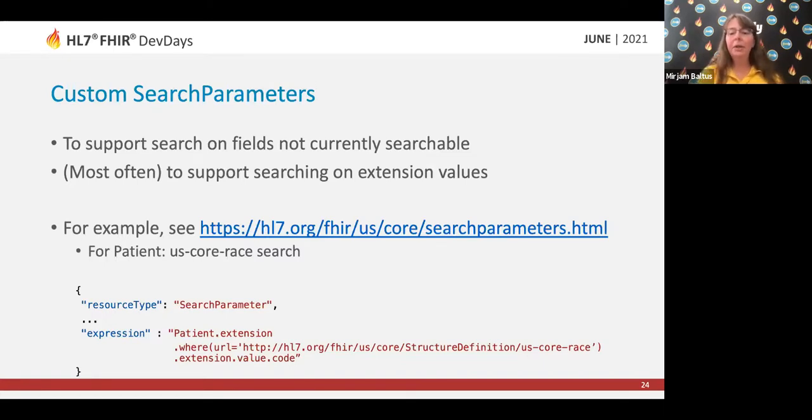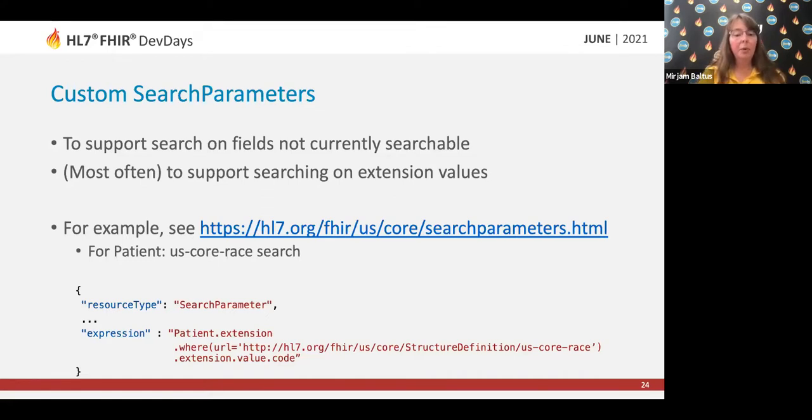Now, I have an example here taken from the US Core Implementation Guide. They have defined a US Core race extension, but also they have defined a search parameter for that US Core race search if you need to do that. And in the implementation guide, actually, we created a list of search parameters that systems that want to support the US Core Implementation Guide would have to implement support for as well, but they have given you the search parameters, so you do not have to create them yourselves.